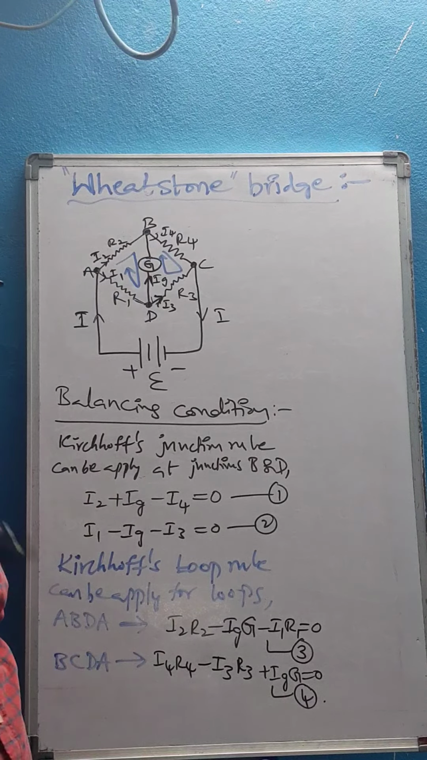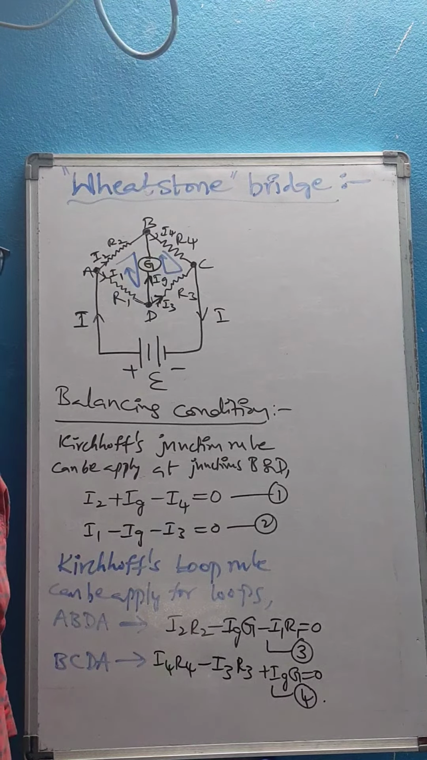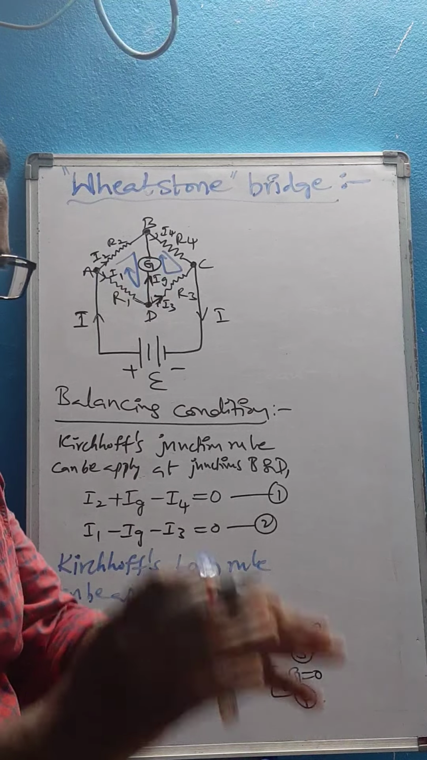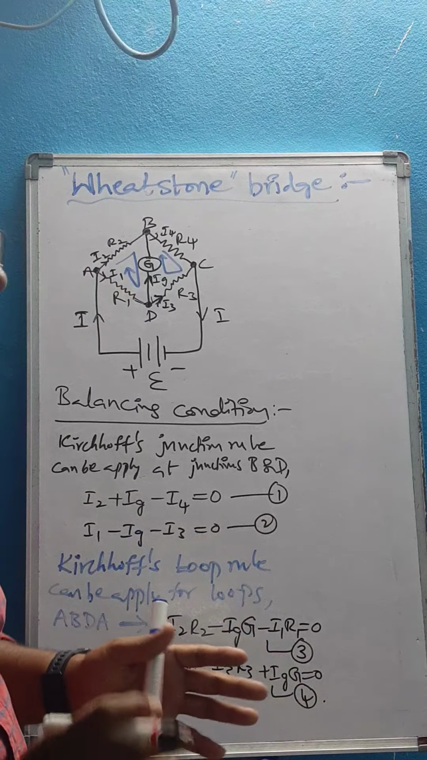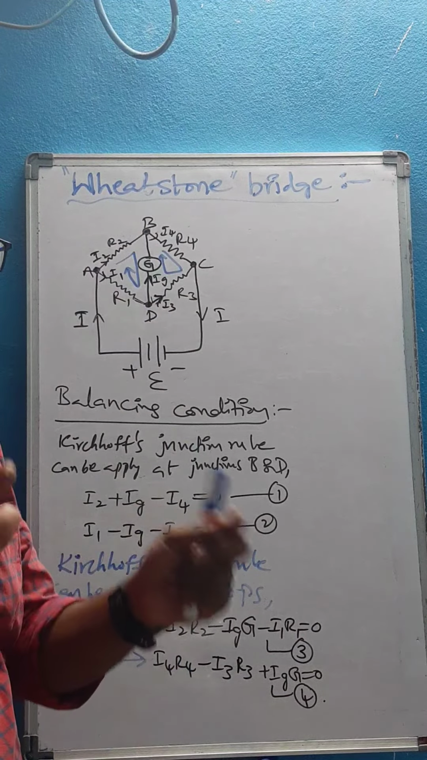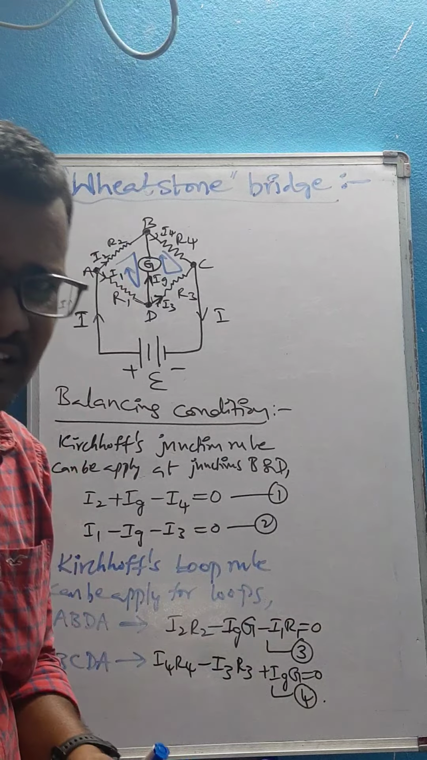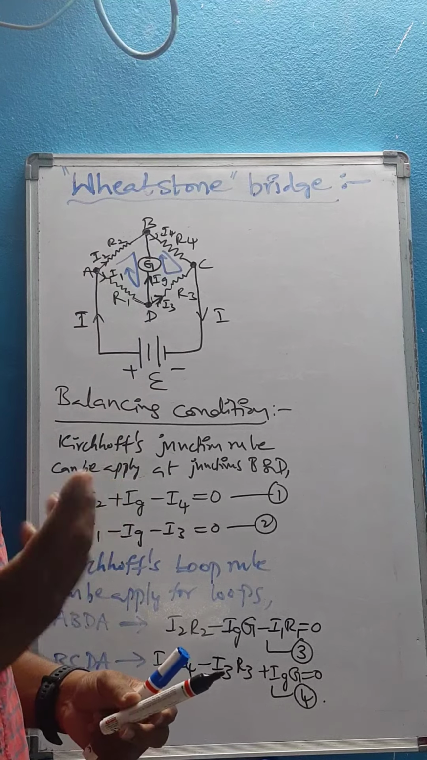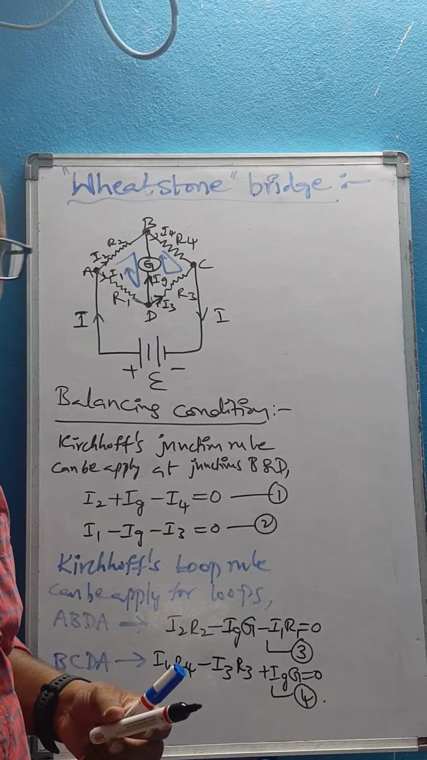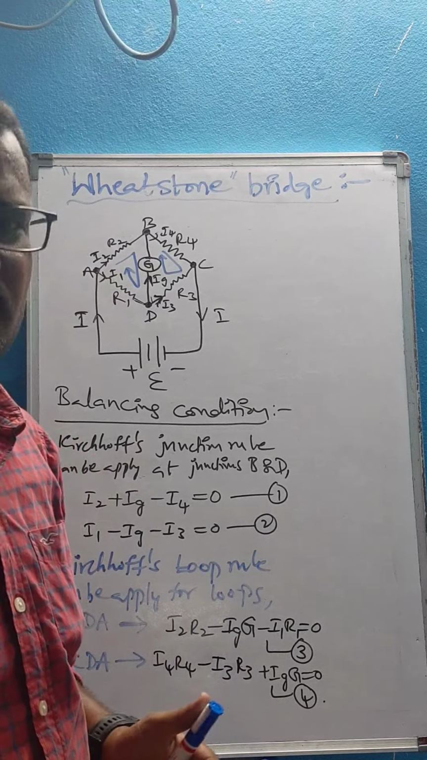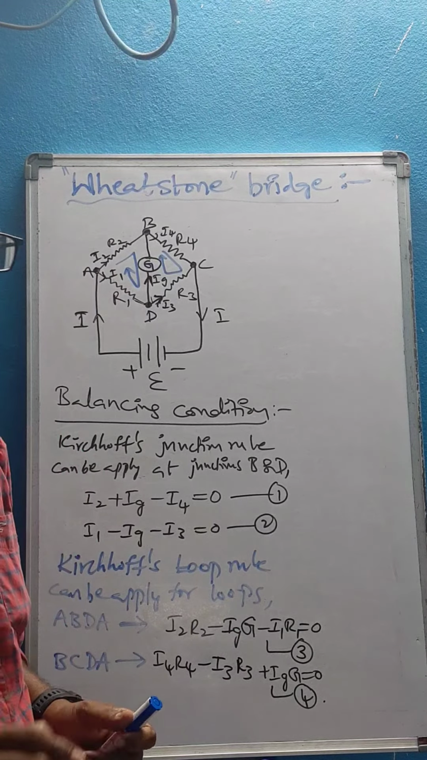So here we have to calculate the balancing condition. Whenever all the resistors have the same current, the same current is passing through all the resistors, then the galvanometer shows null deflection. That means the galvanometer current is 0.